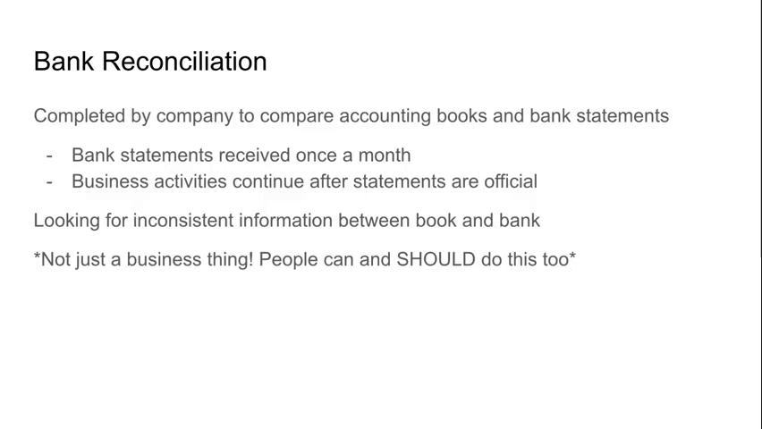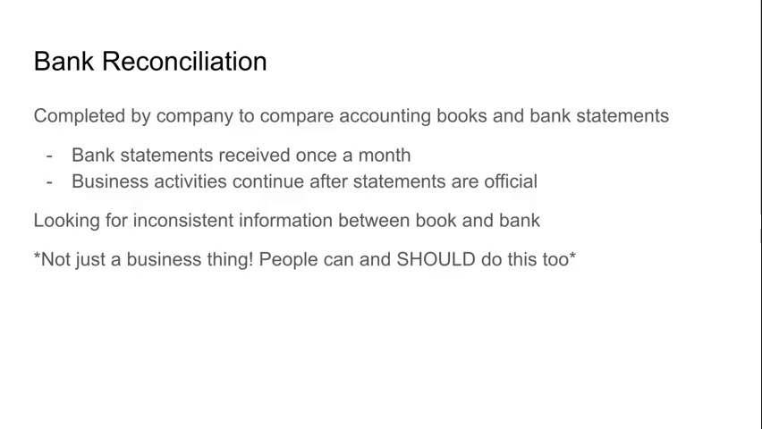So, a bank reconciliation is completed by a company to compare accounting books and bank statements. Your bank statement is what you see basically at the end of each month to track all withdrawals and deposits from an account. And then your business activities could continue after those statements are official. So, if your bank statement comes out on November 27th and you make some transactions on the 28th, 29th, or anything like that, they're not going to show up in your bank statement. So, you just have to make sure that.